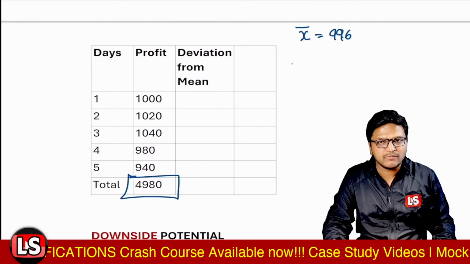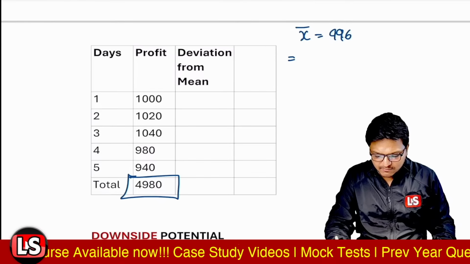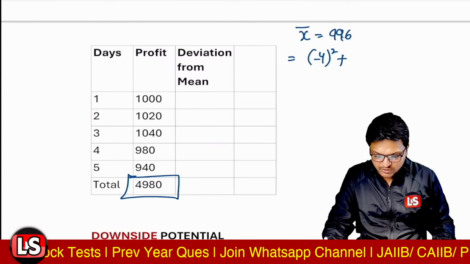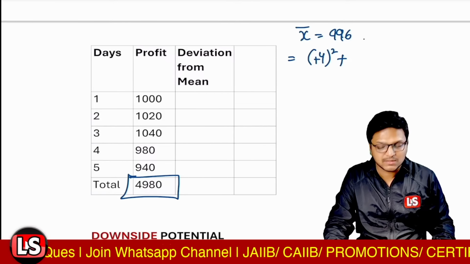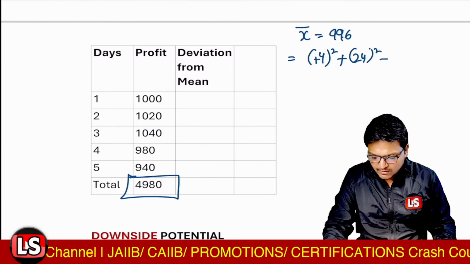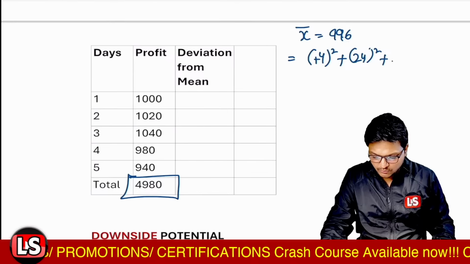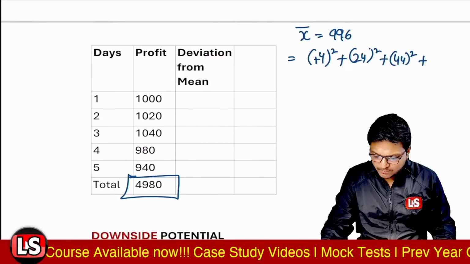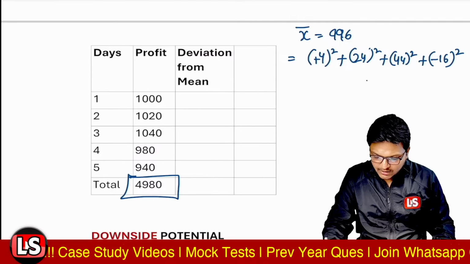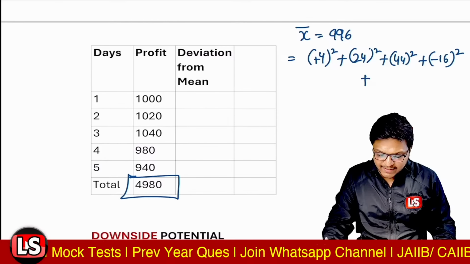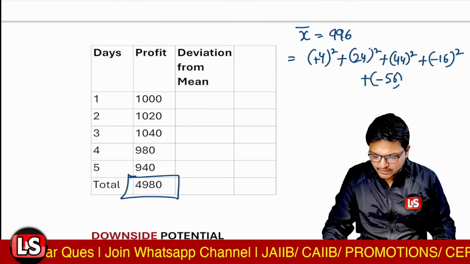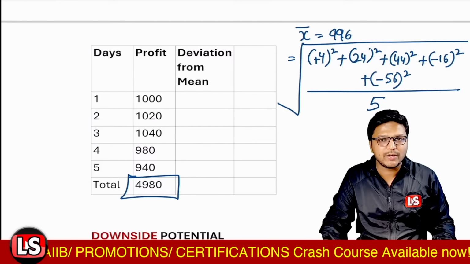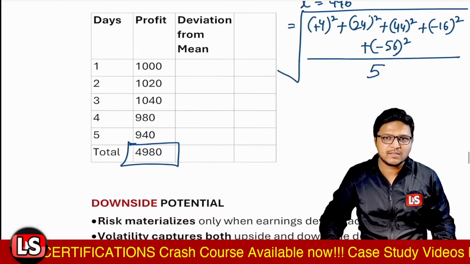And how can we calculate the standard deviation? It's quite easy. 1000 minus 996, that is equal to 4 square, plus 1020 minus 996, that is equal to 24 square, plus 1040 minus 996, that is equal to 44 square, plus 980 minus 996, that is equal to minus 16 square, and 940 minus 996, that is equal to minus 56 square, further divided by 5 and under root of all the same, right? So this is how we calculate the standard deviation.